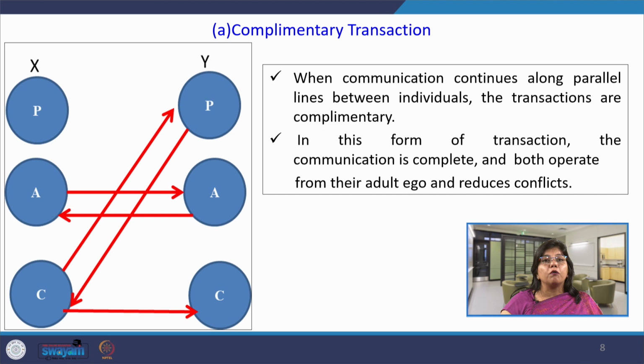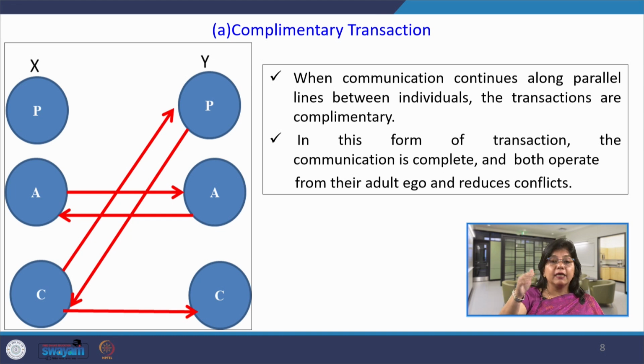The first is complementary transaction. It is the most positive form of communication that takes place between two people, where the communication continues along parallel lines between individuals and the transaction is complementary. In this form of transactions, the communication is complete and both operate from their adult ego states. Now, adult ego state is the most rational state.